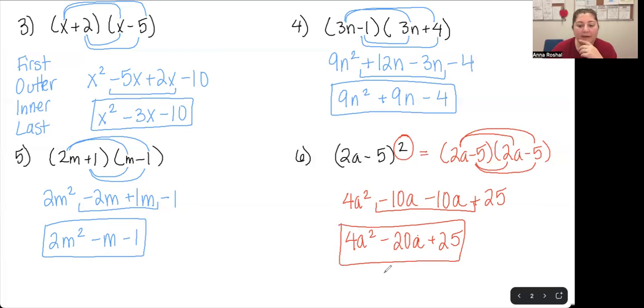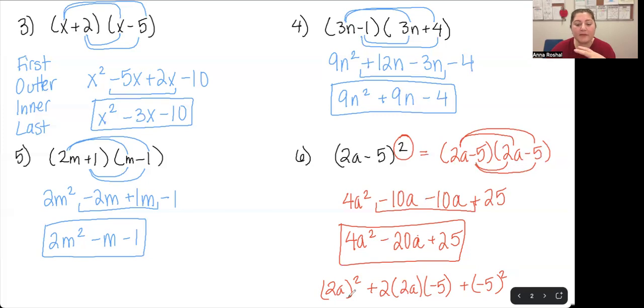When we take a look at this, we could also follow the pattern of, I'm going to take the first term, square it, so 2a squared. I'm going to take double the first term multiplied by the second term. And then I'm going to take the last term, also squared. So you'll see that 2a squared is actually 4a squared, negative 5 squared is positive 25 or plus 25. And then this 2a times negative 5 is negative 10a. Double that is negative 20a.